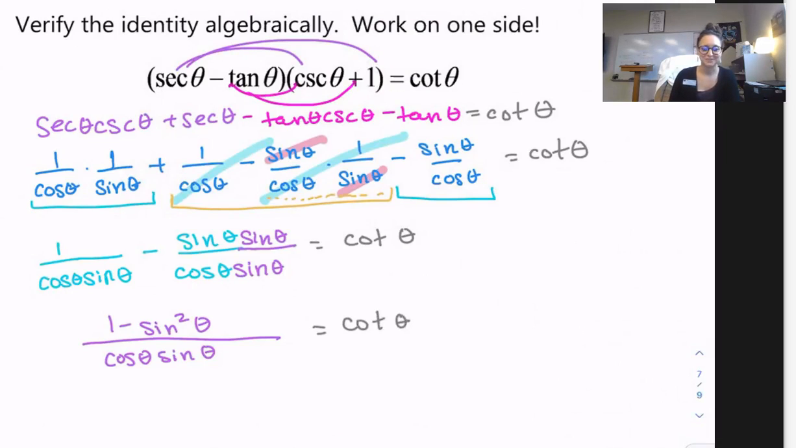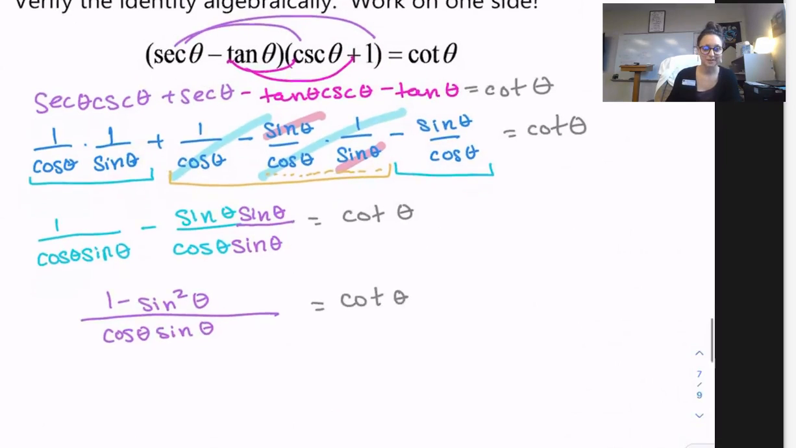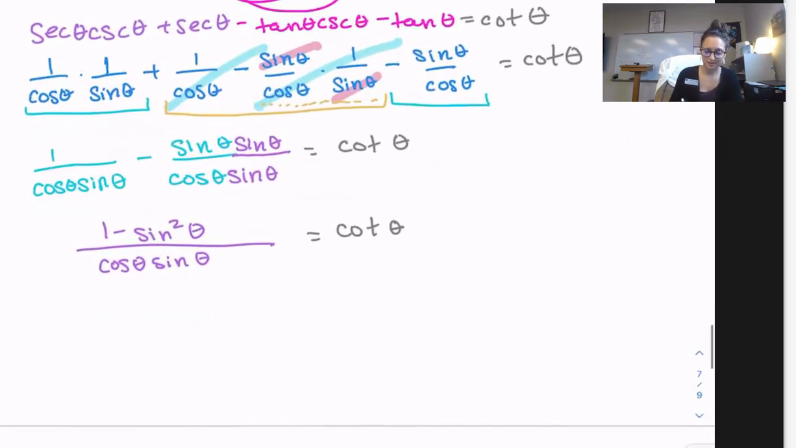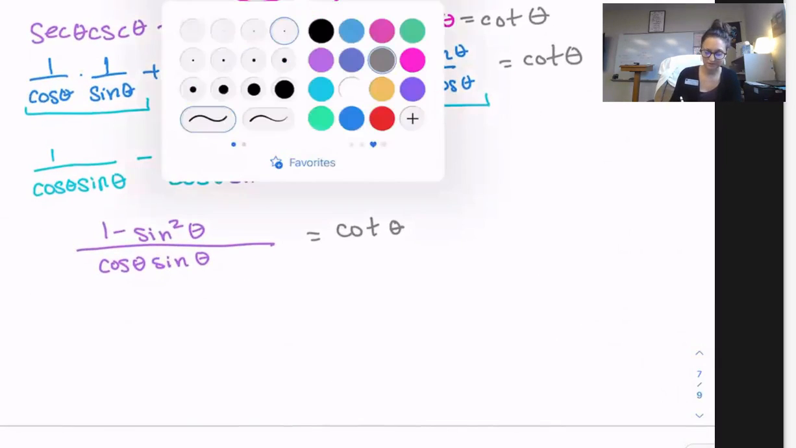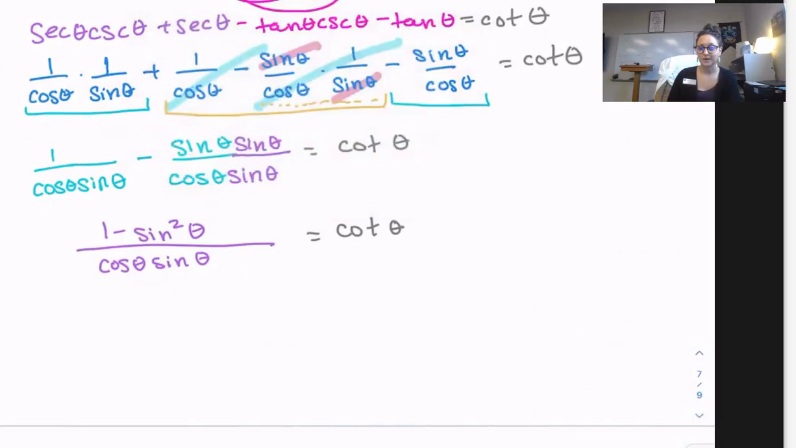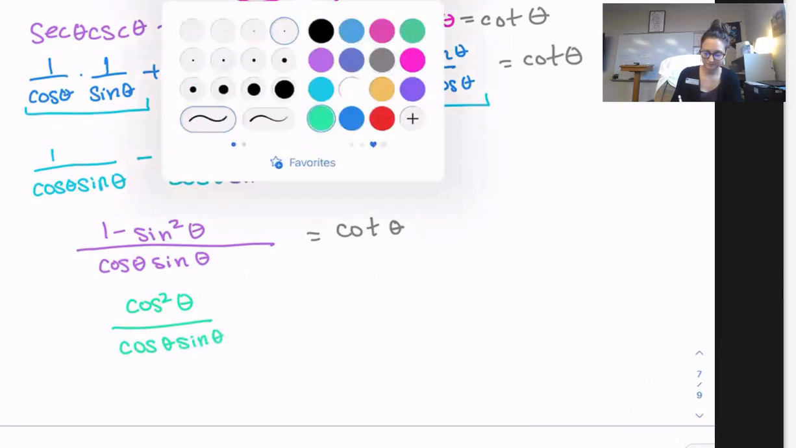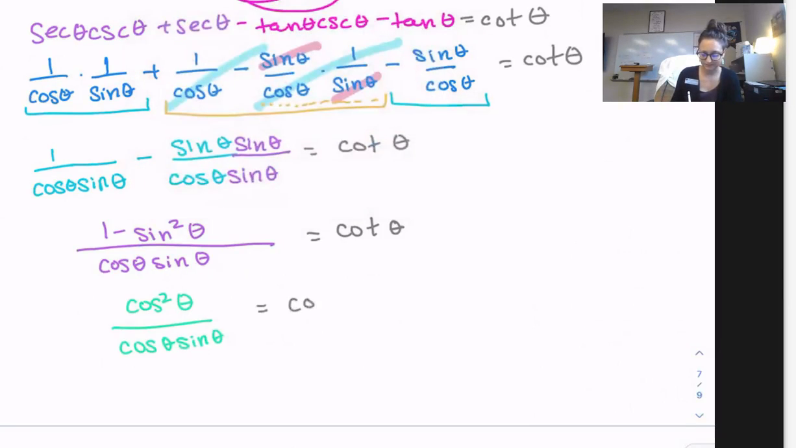Okay, and what do you notice about the numerator now? So now the numerator, I can use a Pythagorean identity. 1 minus sine squared theta is the same as cosine squared theta. Double check your Pythagorean identities. We're getting close now. Do you see any nice cancellation now?